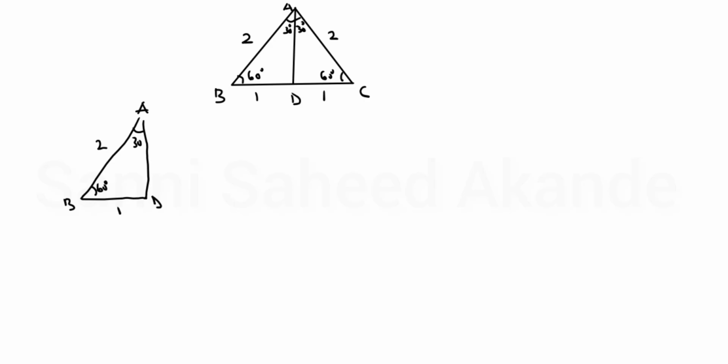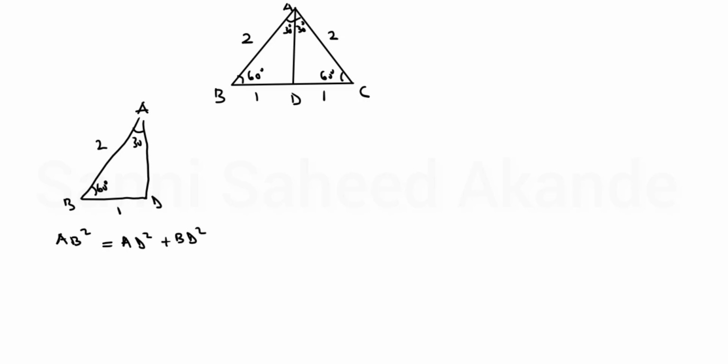Understood? So let's apply Pythagoras theorem on this triangle. So we know that the hypotenuse squared is equal to adjacent squared plus the opposite squared. All right, so we have AB squared will be equal to AD squared plus BD squared. So that's what Pythagoras theorem says.